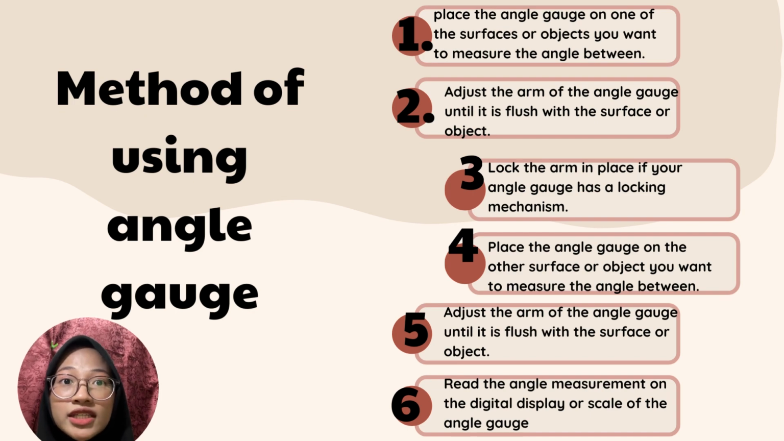Third, lock the arm in place if your angle gauge has a locking mechanism. Fourth, place the angle gauge on the other surface or object you want to measure the angle between. Fifth, adjust the arm of the angle gauge until it is flush with the surface or object. Lastly, read the angle measurement on the digital display or scale of the angle gauge.